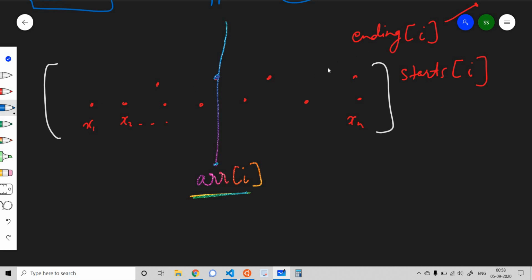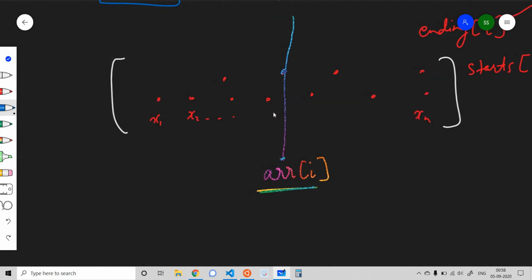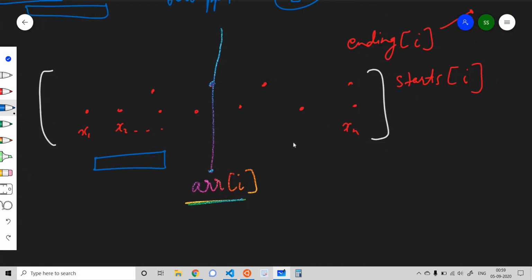Now ending i will represent the maximum number of points we can gather from one interval if the interval is placed somewhere on the left side of this point, and start i will represent the maximum number of points we can gather using only one interval if the interval lies on the right side of this line.